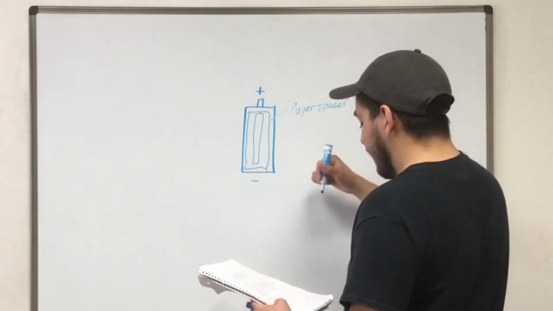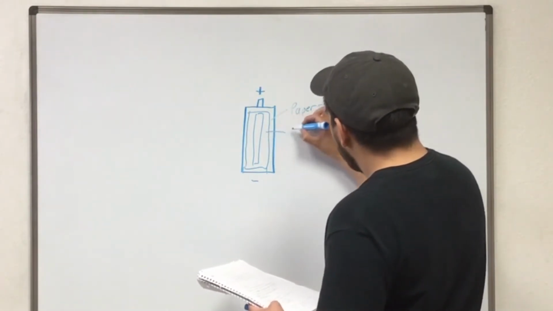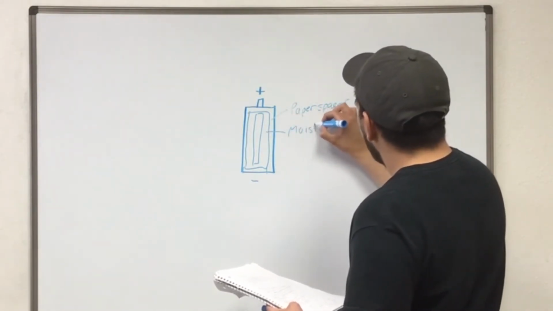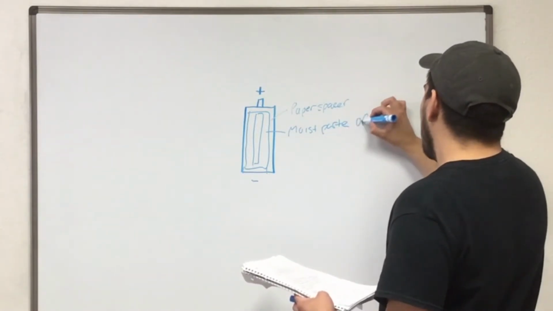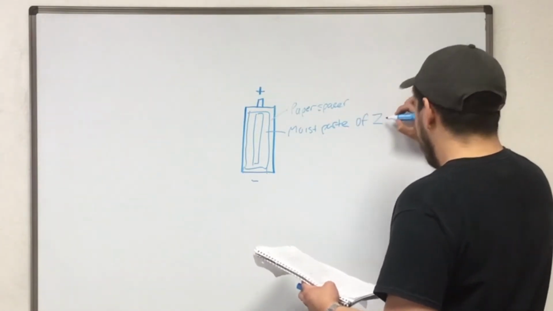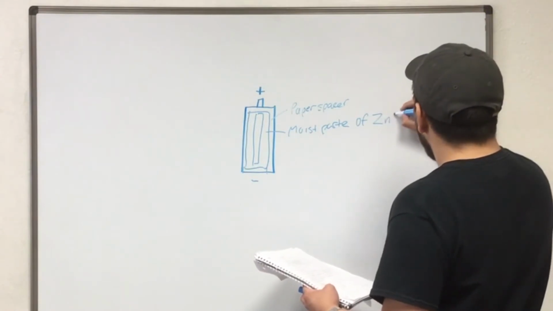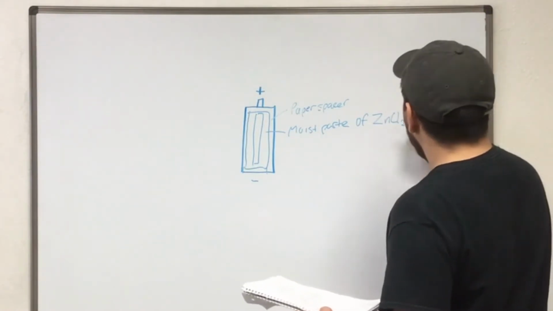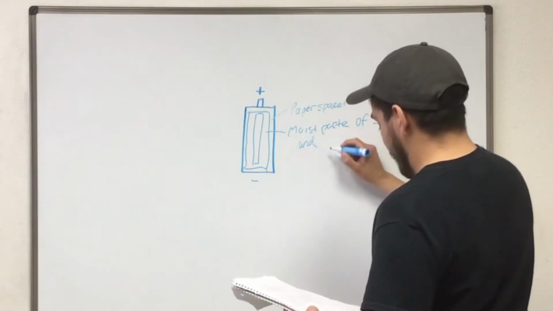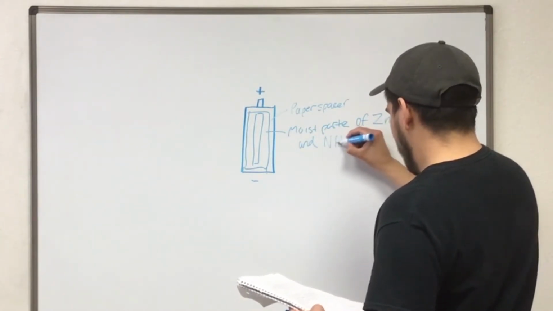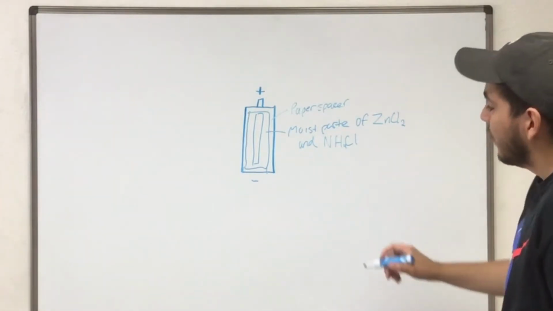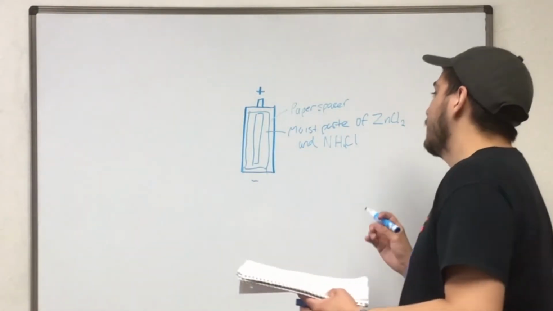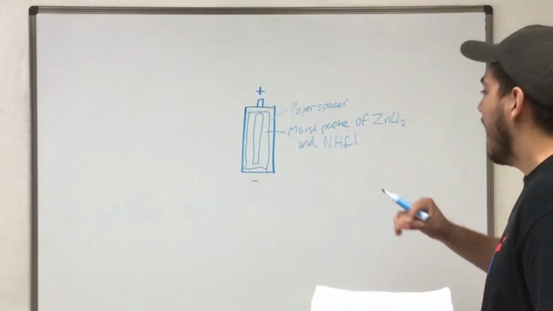Okay, and then the second layer is a moist type of paste that is composed of zinc chloride and NH4Cl. Okay, so this is a paste that consisted of zinc chloride and NH4Cl.